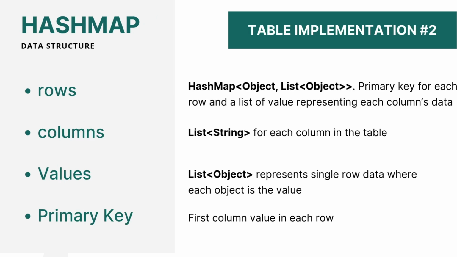Our next implementation will be the hash map. Our hash map consists of rows, which are the primary key for each row and a list of values representing each column's data, a list of strings for each column in the table, a list of objects representing each row's data where each object is the value, and the primary key, which is the first column value in each row.